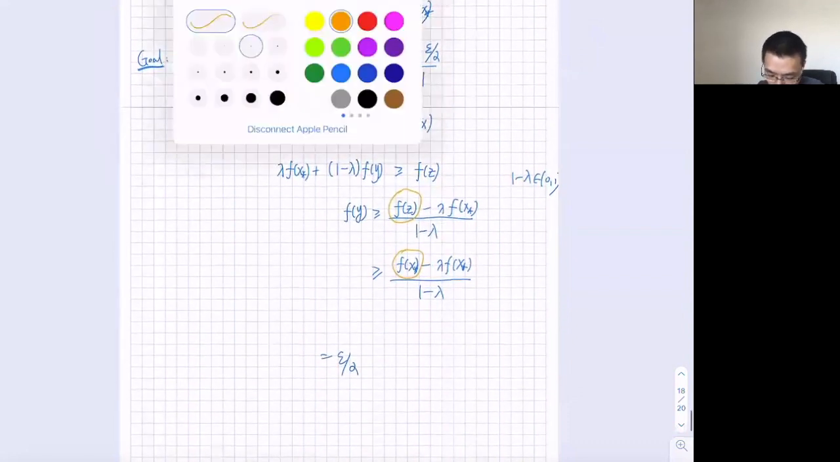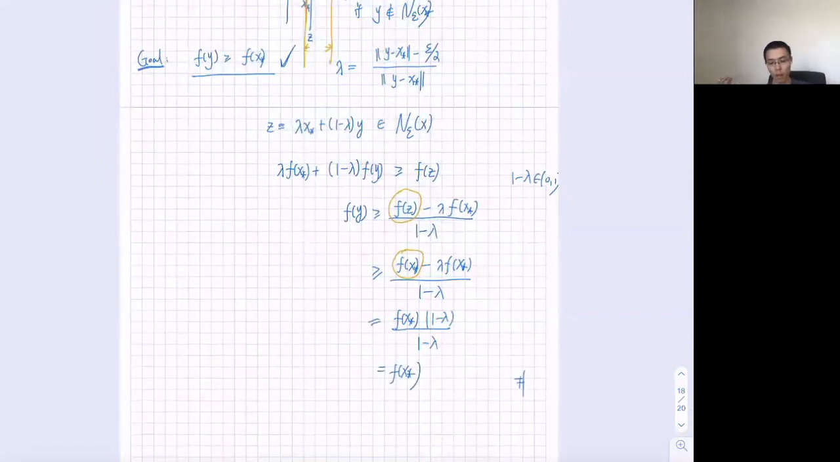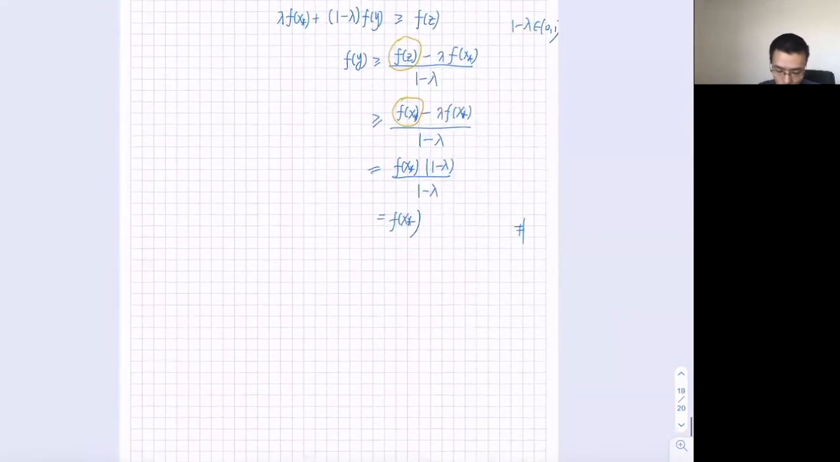Then I have f of x star times 1 minus lambda, divided by 1 minus lambda, which is f of x star. So this shows that f of y is greater than or equal to f of x star. This shows x star is the global optimum. I start from a local optimum, use the property of the convex function, and show it's a global optimum. Okay, it's a very good digression on convex functions.